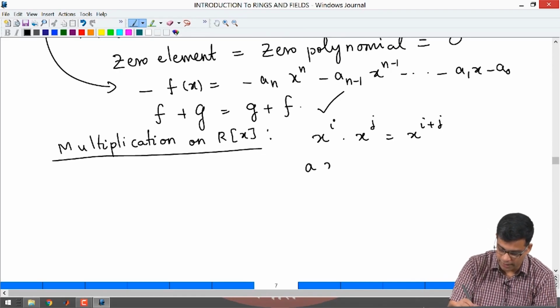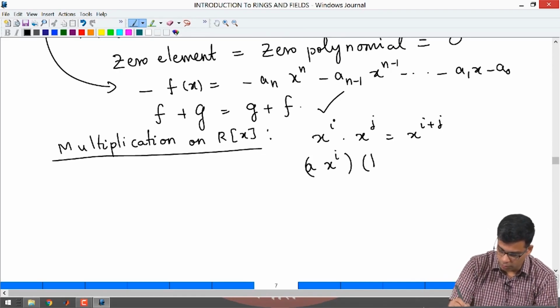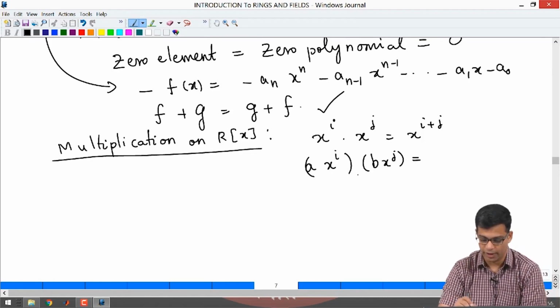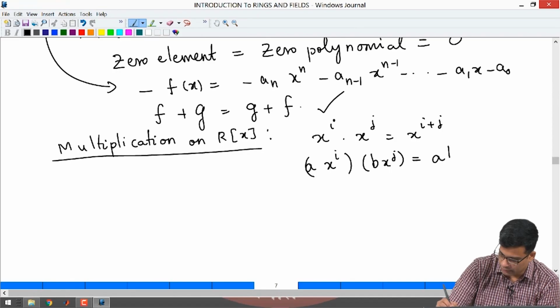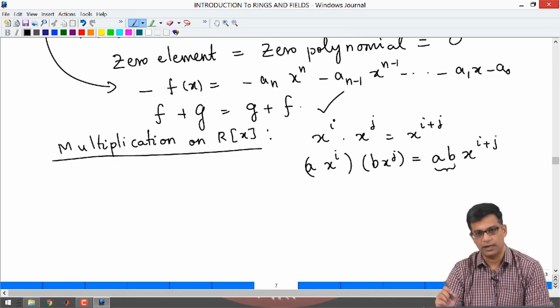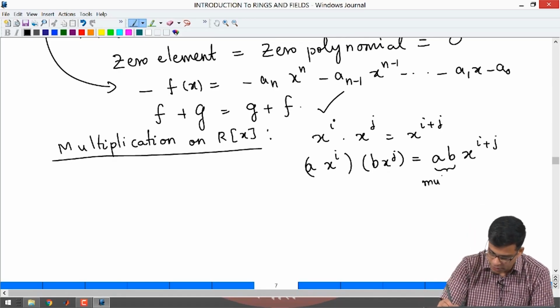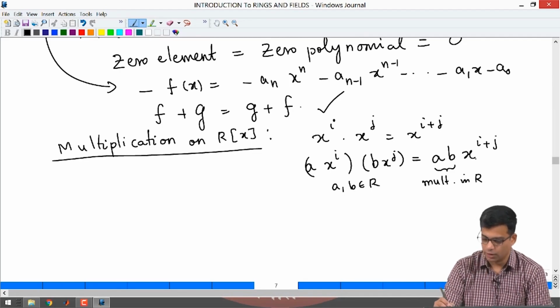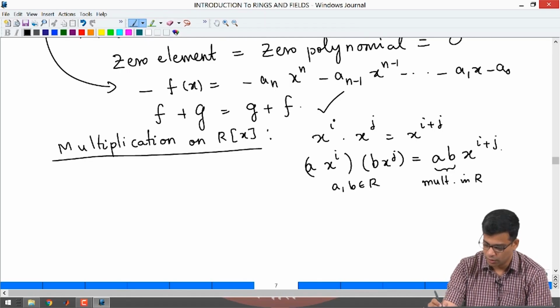On the other hand, if you have a x^i and b x^j, remember a and b are elements of the ring. So, for a x^i times b x^j, I will define it to be ab x^(i+j). Remember ab is actually multiplication in the ring R. So, this is multiplication in R, because a and b are in R, I can multiply them because R is the ring which has multiplication. So, this is multiplication in R and x^i times x^j is x^(i+j).